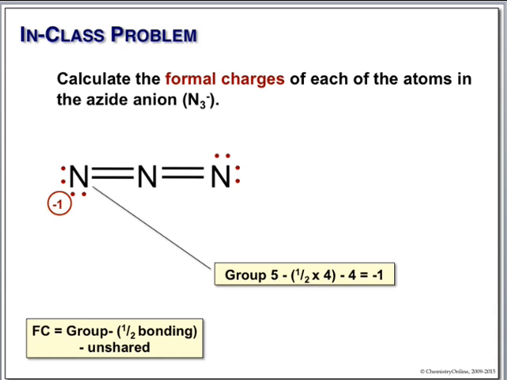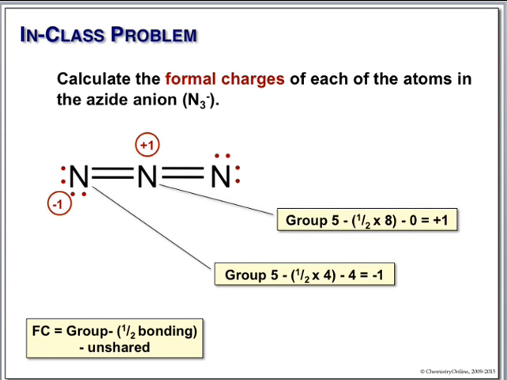The guy in the middle, still group 5. We have 4 covalent bonds, so we're going to subtract 4. And that makes this guy plus 1.